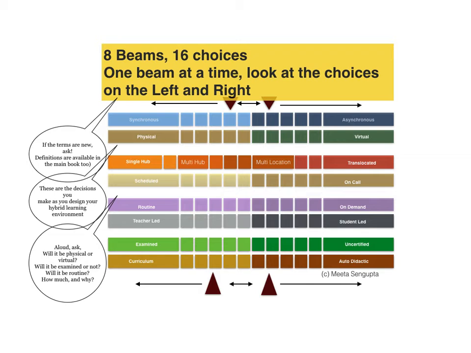If the terms are new to you right now, just ask. It's there in so many books. I'm happy to help as well. These are the decisions that you make as you design your hybrid learning environment. So these are design decisions. And as you go through this 8 beam framework, aloud, ask yourself the question for each of them. Will it be physical? Will it be virtual? Will it be examined? Will it be not? Will it be routine? And then for each of them, what you're thinking really is, how much of it will be physical or virtual?